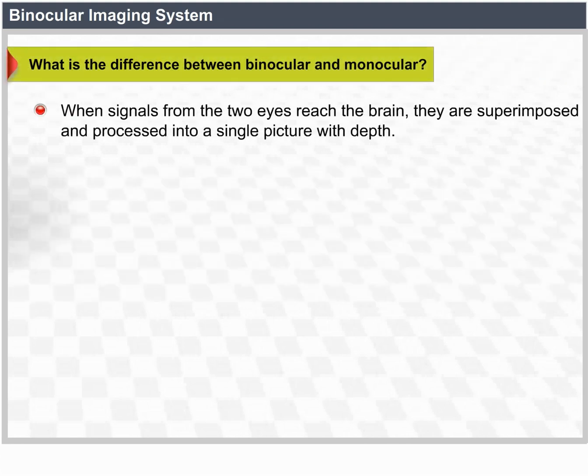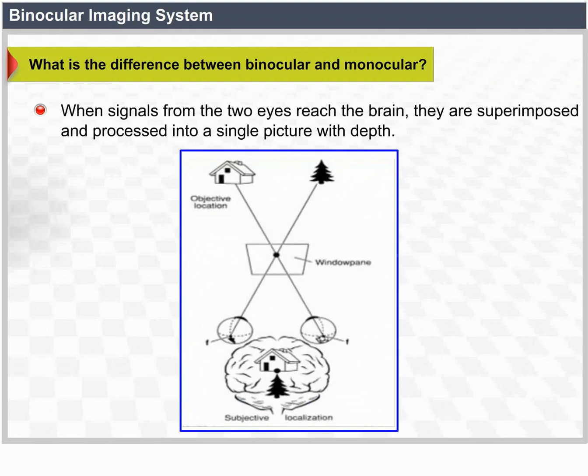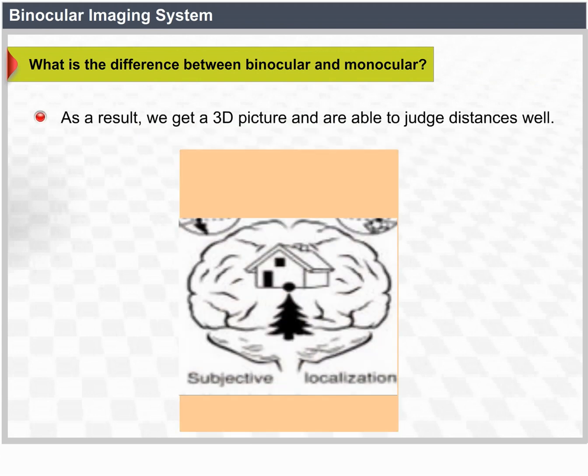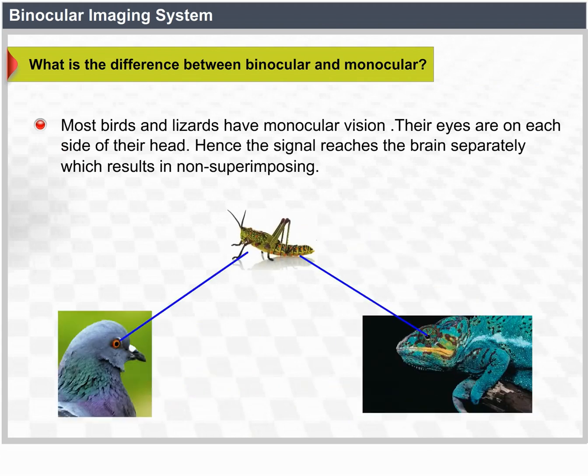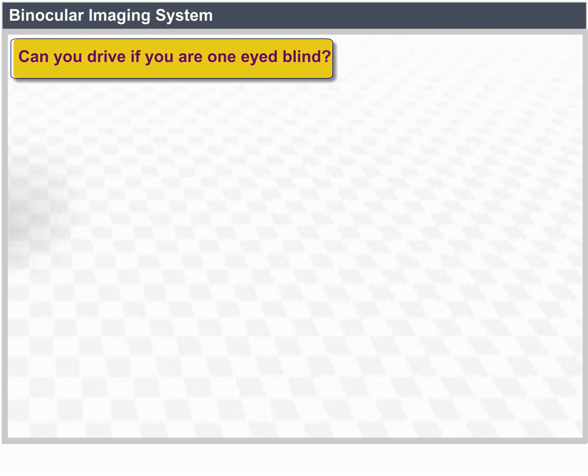When signals from the two eyes reach the brain, they are superimposed and processed into a single picture with depth. As a result, we get a 3D picture and are able to judge distances well. Most birds and lizards have monocular vision. Their eyes are on each side of their head. Can you drive if you are blind in one eye?